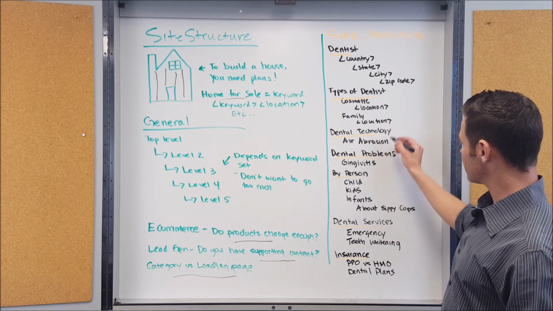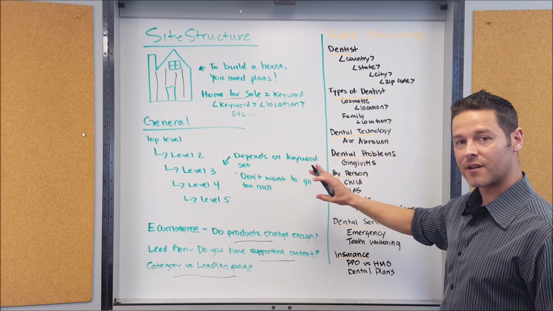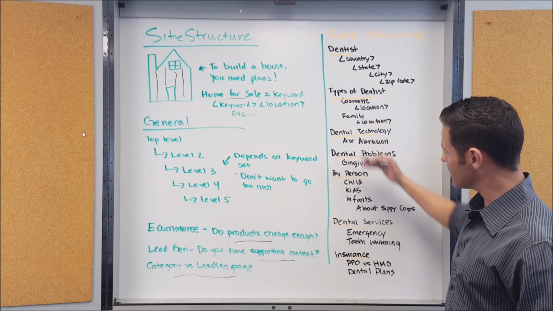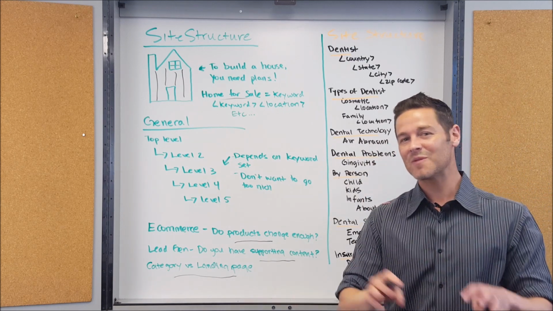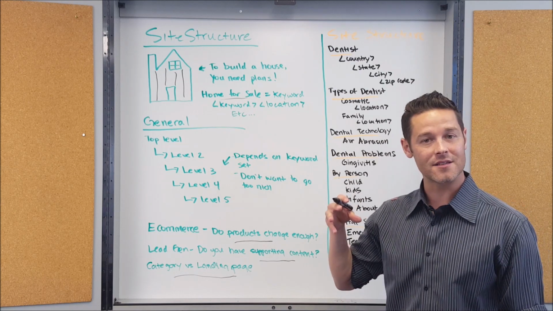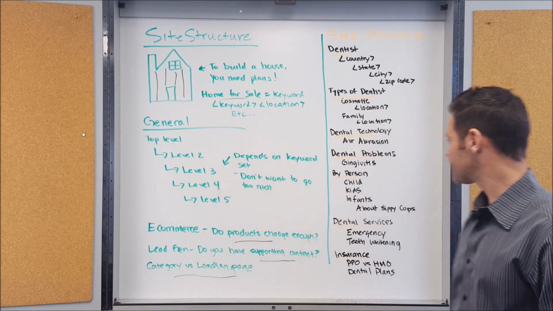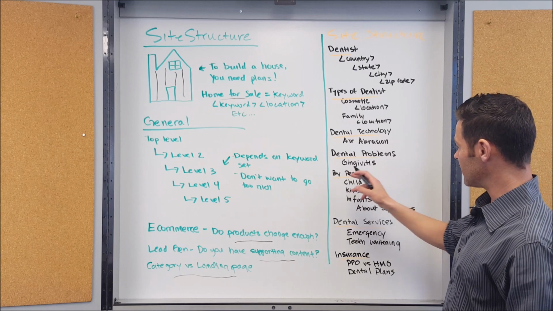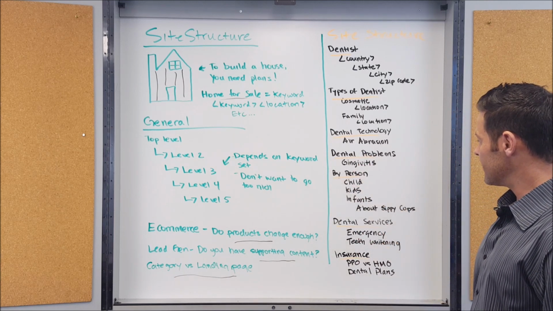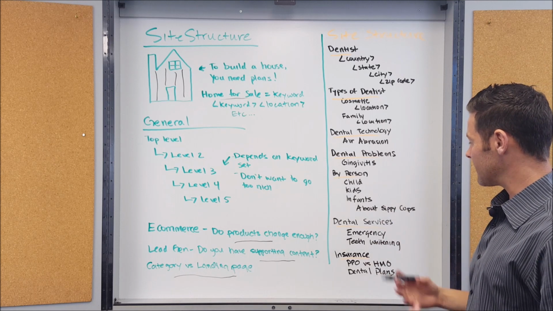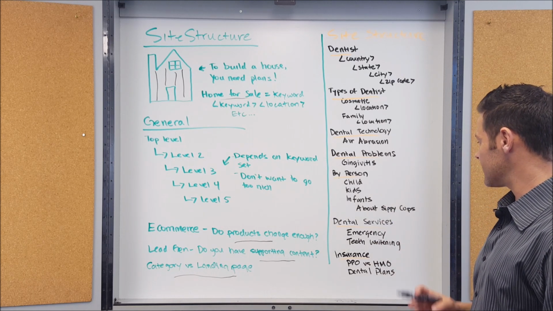You've also got dental technology. This would be another great bucket, right? So the different types of technology that people could potentially be searching for, right? This might be consumers, but also might be B2B, right? It all depends on the purpose of the website. Also, dental problems, that would be a great flow. So gingivitis, for example. And then another good segment would be by person. So child, kids, infants, right?